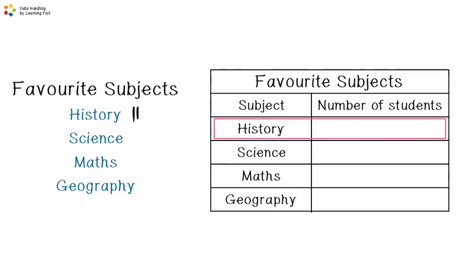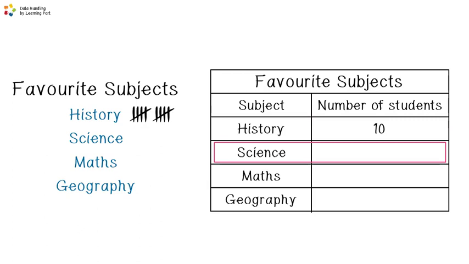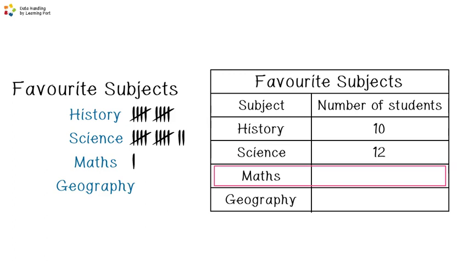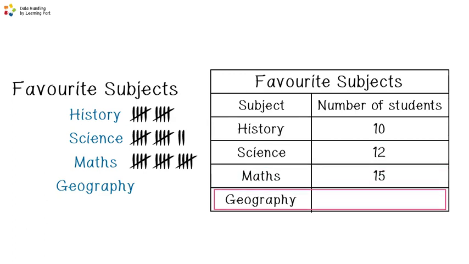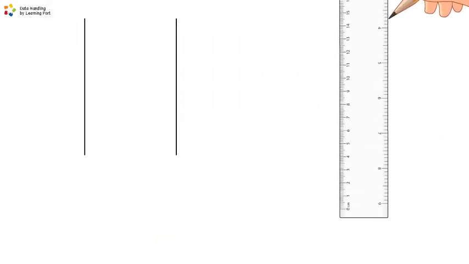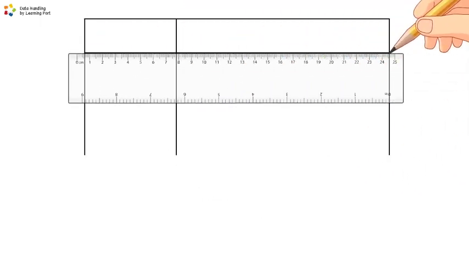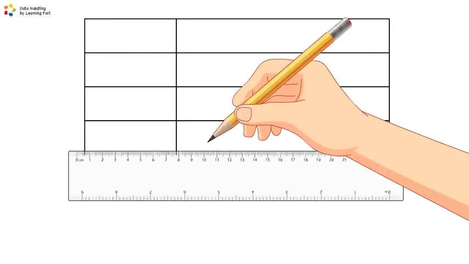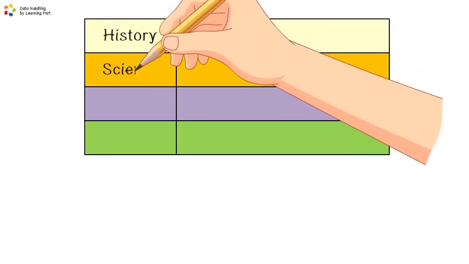First, place the data collected in the table as shown. Then, draw 2 columns and 4 rows to form a horizontal pictograph. Write the names of the subjects in the first column.